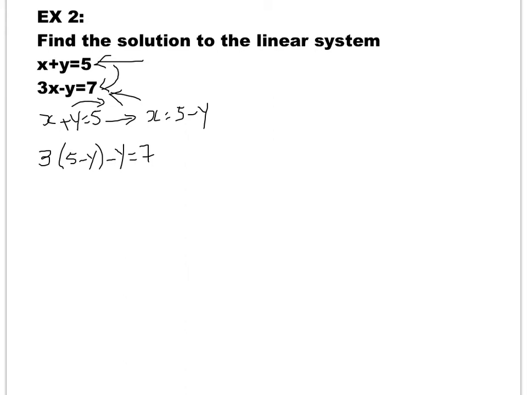Now distribute 3 inside, so 3 times 5 is 15. 3 times negative y is negative 3y, minus y is 7. This gives me 15 minus 4y is 7. Now I'm going to bring negative 4y to the right and 7 to the left.